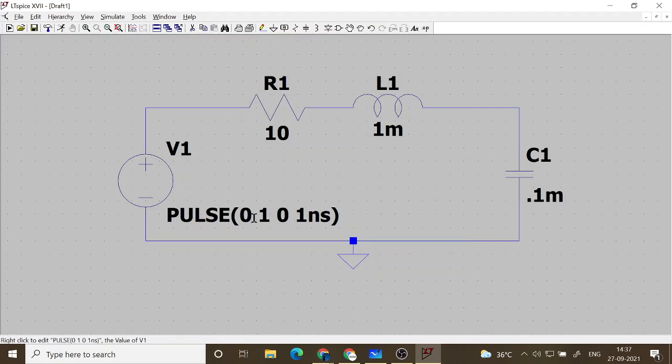I am only showing one transition from 0 to 1. At 0 time it goes, and the change will happen in 1 nanosecond. It takes 1 nanosecond to go from 0 to 1 at t equal to 0 seconds. Okay, so I specified all the values. Now I can run the simulation.